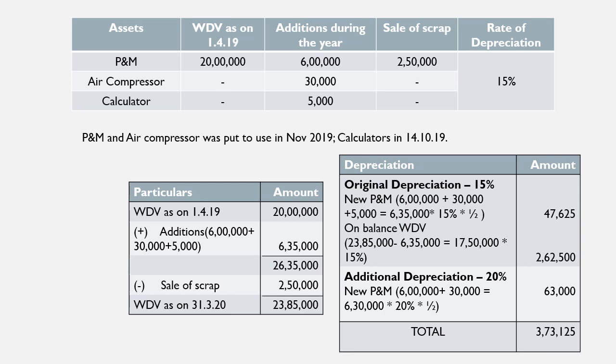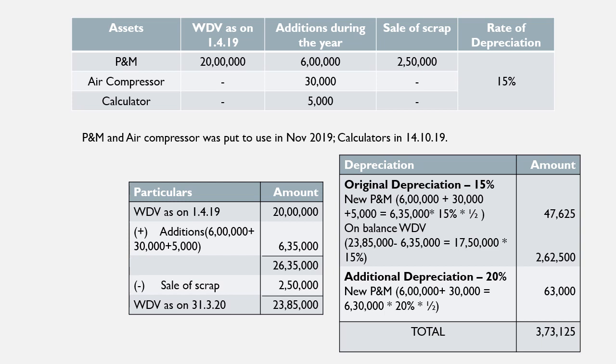So, 6 lakhs is plant and machinery, 30,000 is the air compressor and calculator 5,000. So, these three assets will carry only half depreciation. So, on 6,35,000, 15%, then half depreciation will be 47,625. This is the first step.